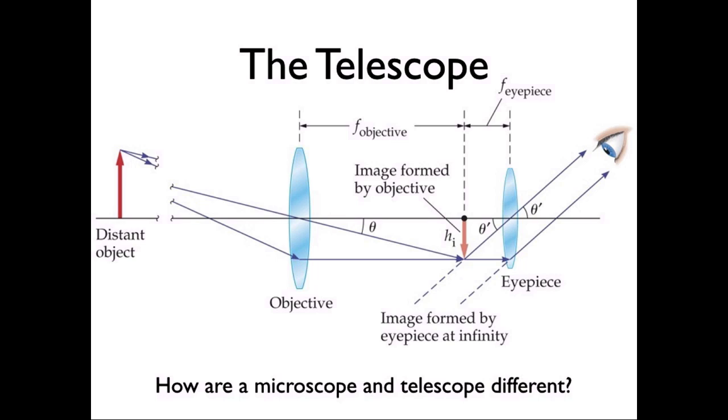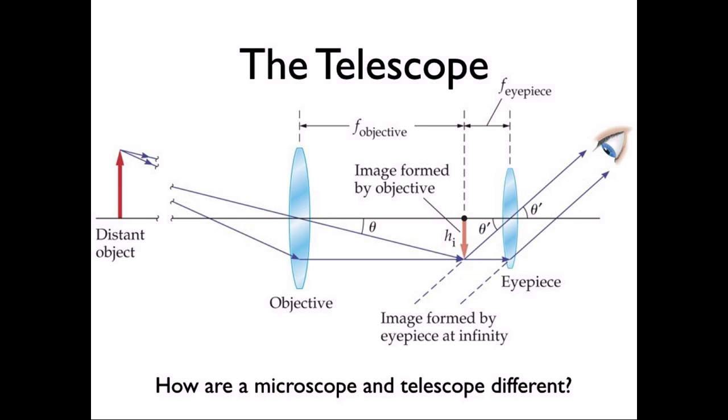That means we want the image formed by the objective lens to sit here near the focal length of the eyepiece. And we're looking at something that is very, very far away, which is what these broken lines are intending to illustrate here. So how are a microscope and a telescope different? Well, again, they're used to look at different things, but the chief difference is in the focal length of the objective lens. In a microscope, you want the focal length of the objective lens to be very, very short, so you can bring the object as close to that lens as possible.